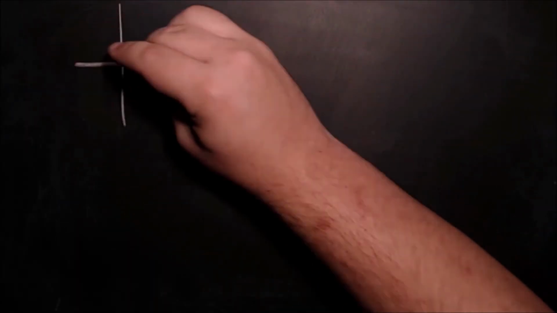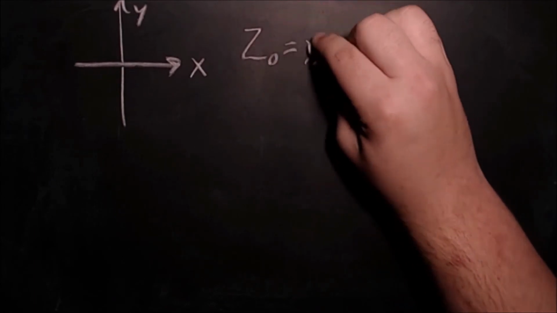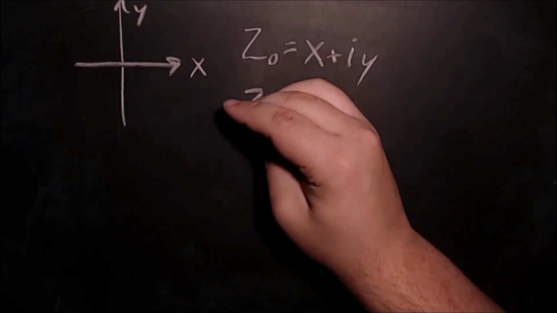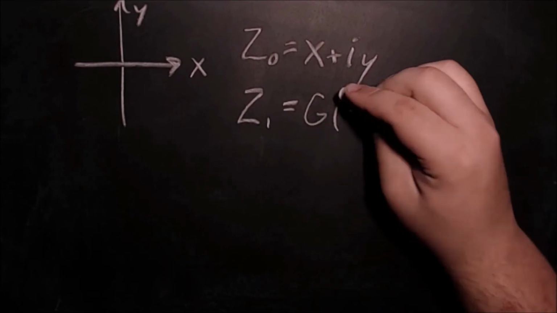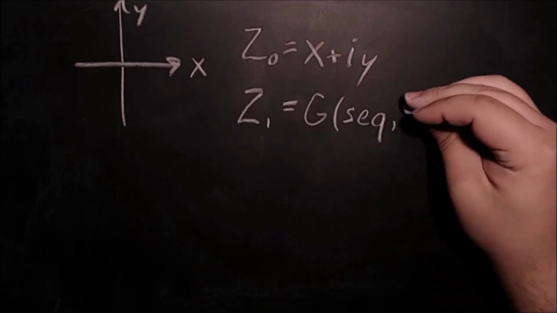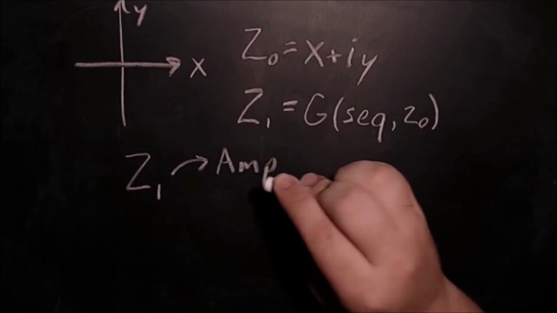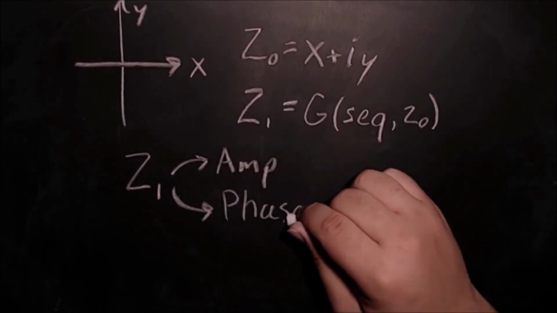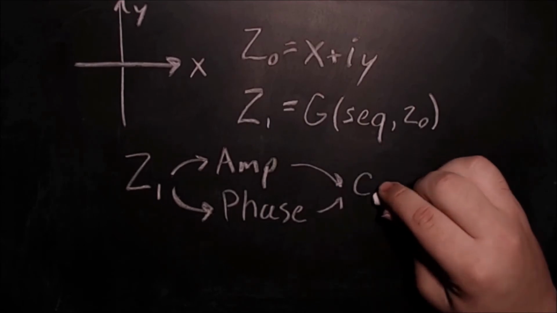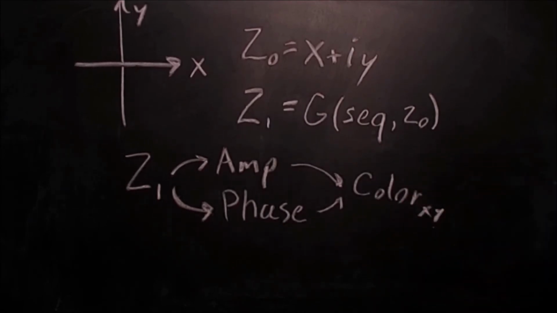So now here's our game plan. If we break our image down into an x direction and a y direction, we can use those values to define a complex number. We can plug that complex number, along with our sequence, into our generating function and get a new complex number out. We can then take the amplitude and phase of that new complex number to determine the color of the pixel that are in the x and y pixel locations on our image.